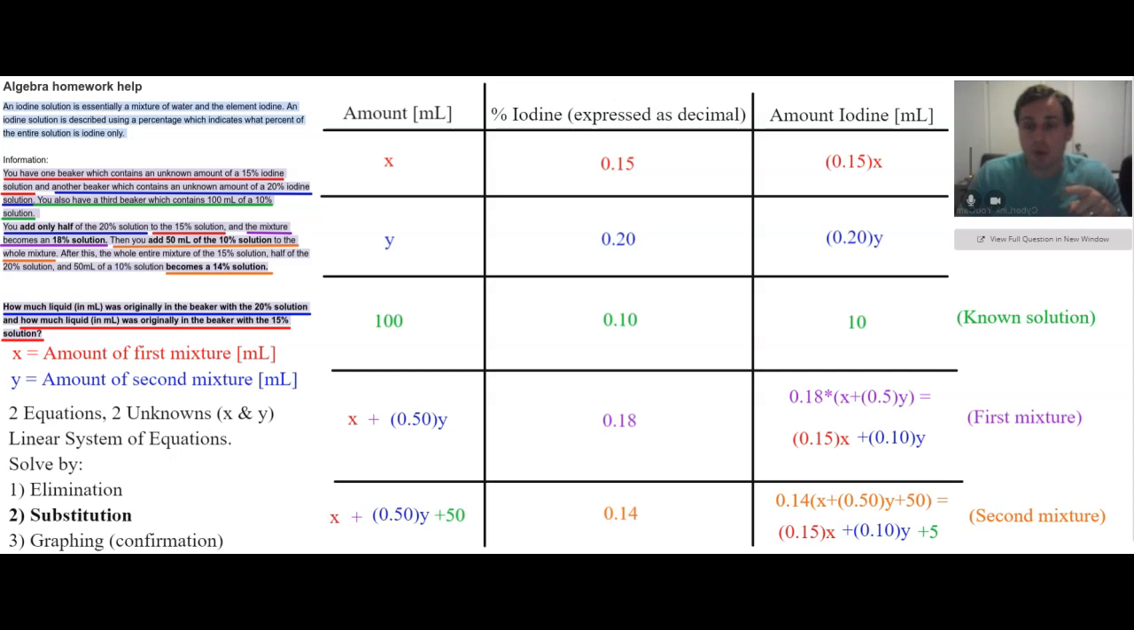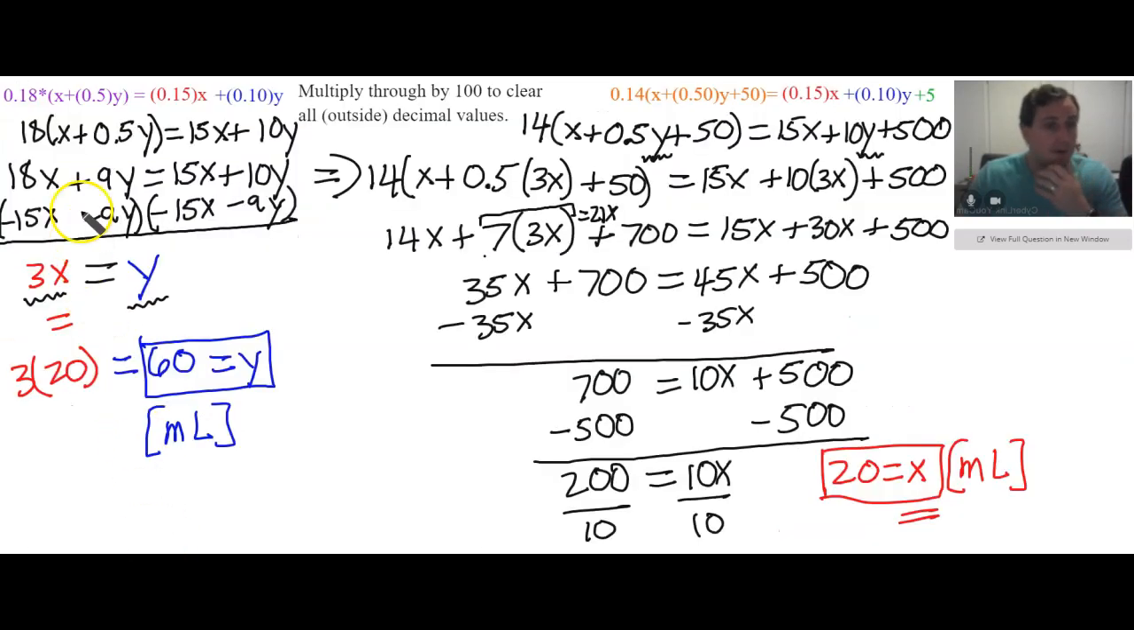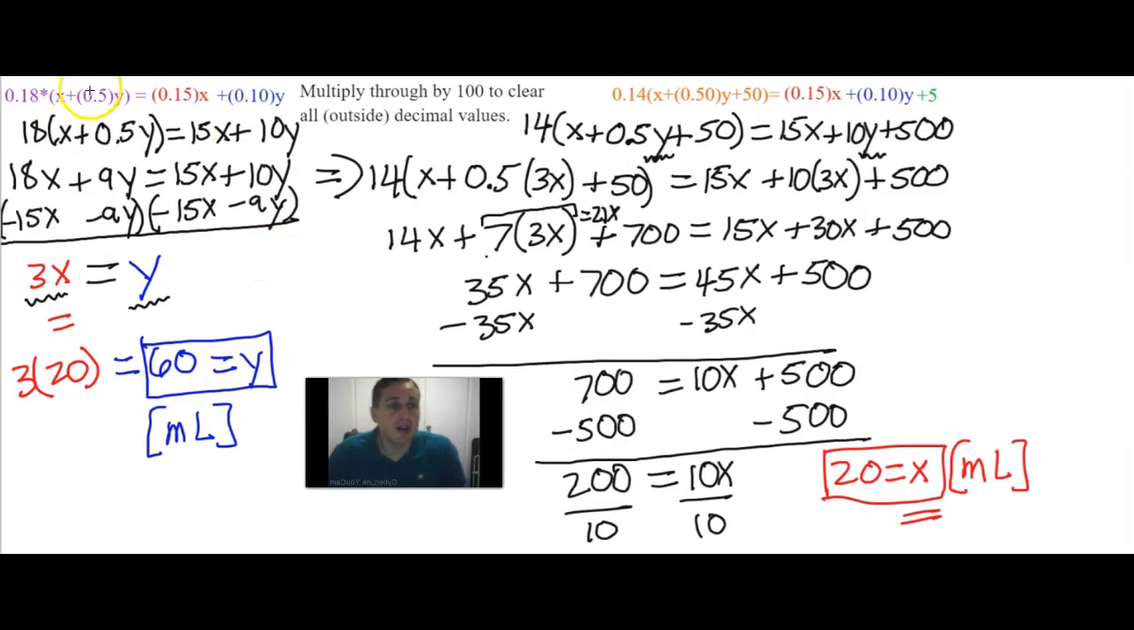So if we rewrite those equations that we see on the bottom of this board, here's what we have. We have 0.18 times (x plus 0.5y) equals 0.15 times x plus 0.10y. That is the concentration times the entire amount of mixture is equal to the sum of each of the components, the concentration times the amount of each component. We do the same thing for the other mixture.